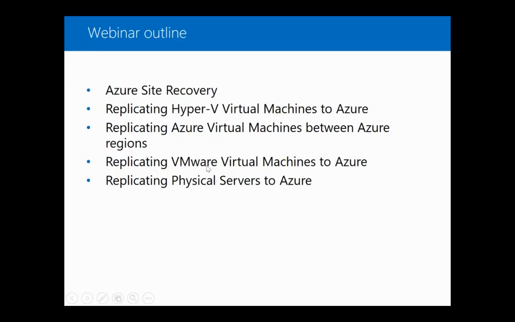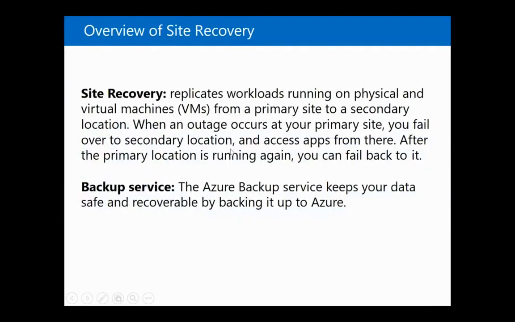Then replicating VMware machines to Azure, and physical servers. Why are we doing it differently for all? Because there's a different process engaged in each of them. So let's get started.